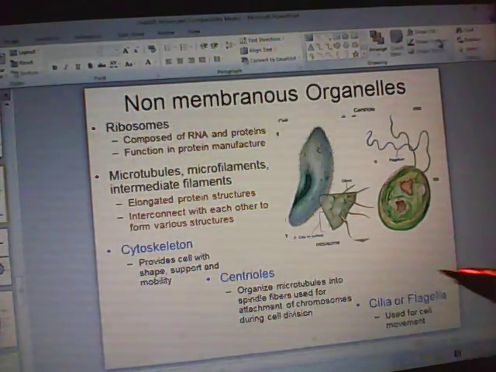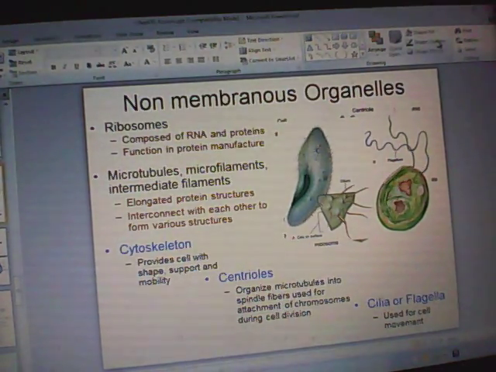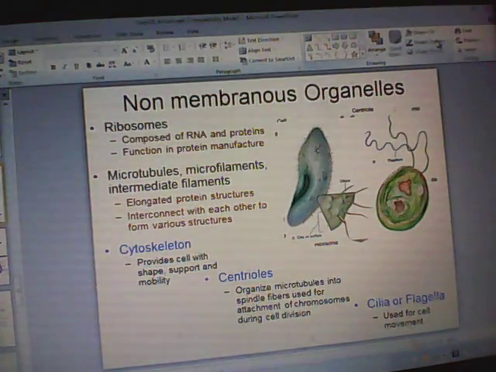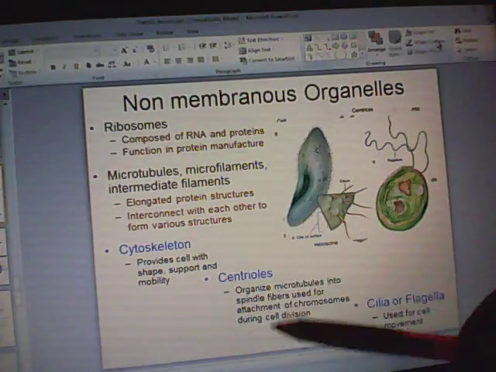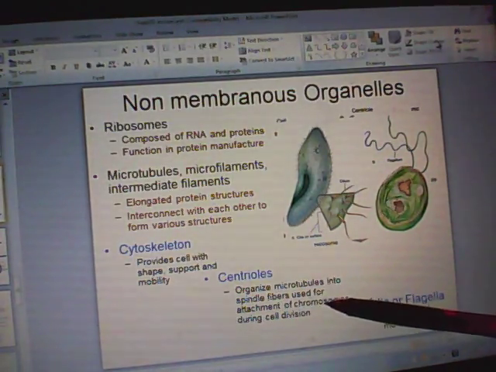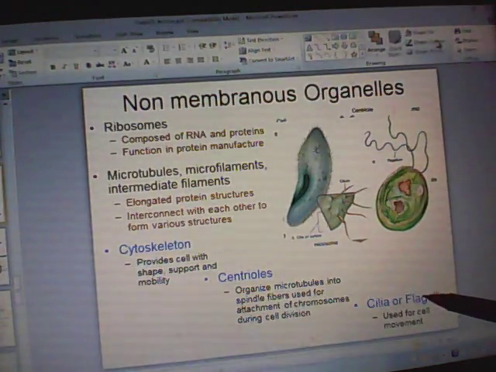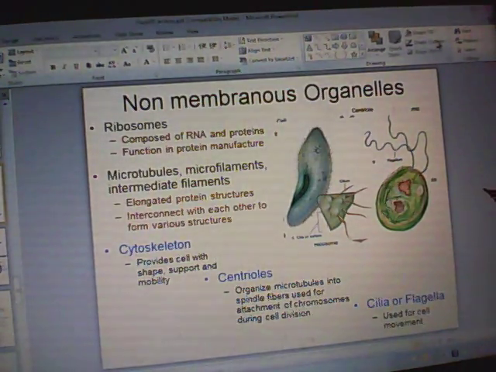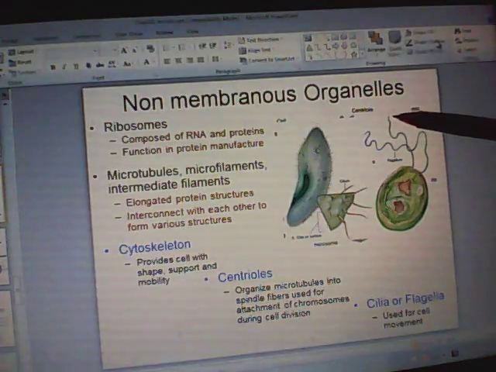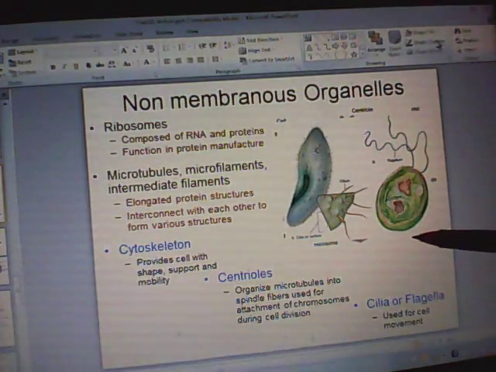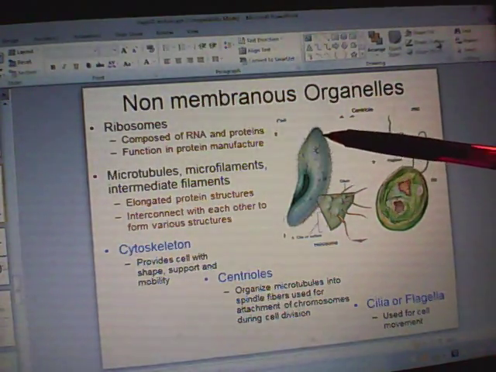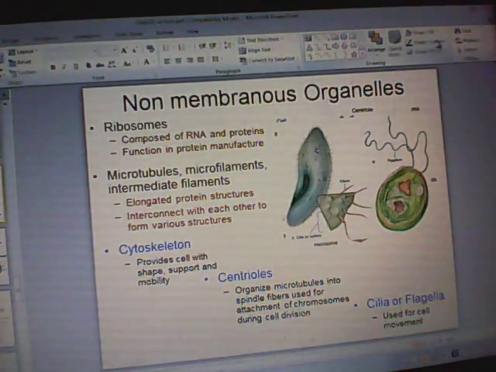You have the cytoskeleton, which is the structure, the framework of the cell. Just like when a house is being built and you see the frame go up, that's what the cytoskeleton is. You have the centrioles that's specifically used for chromosomes and organizing them. And then you have cilia and flagella, which you've probably heard of. The flagella is that whip-like tail that you see on the cell. And the cilia are these short hair-like fibers that are on cells.